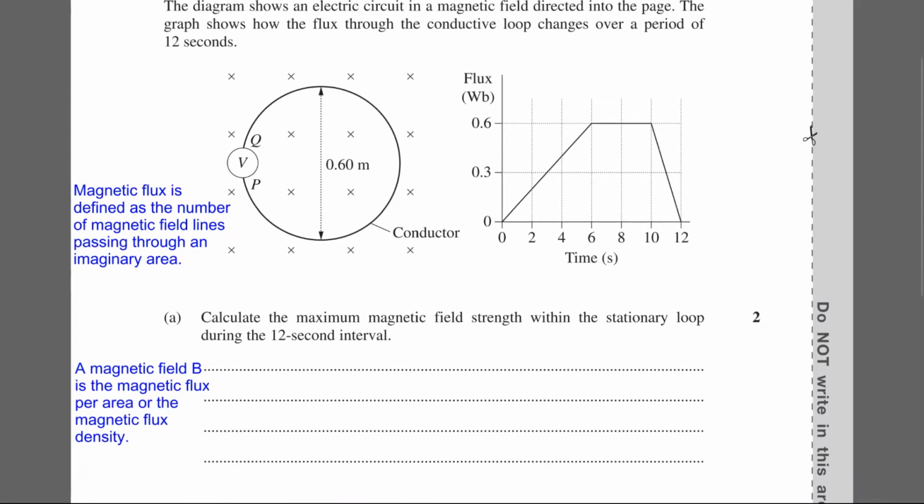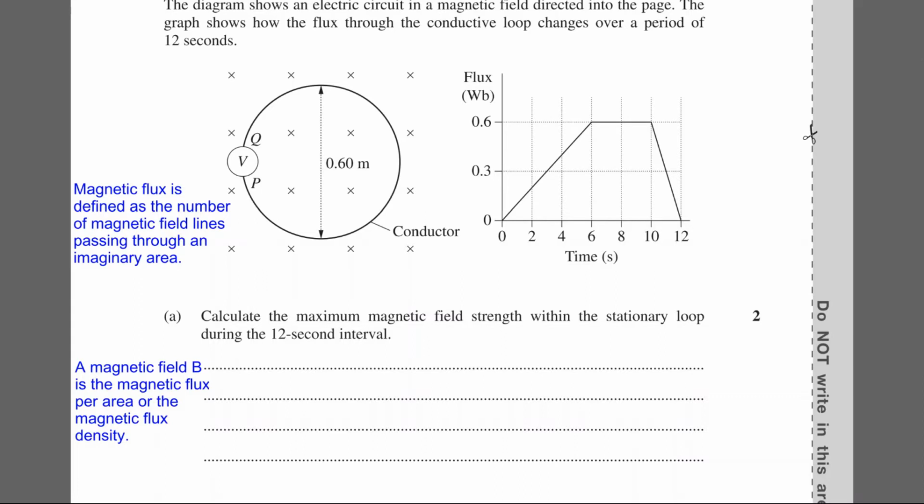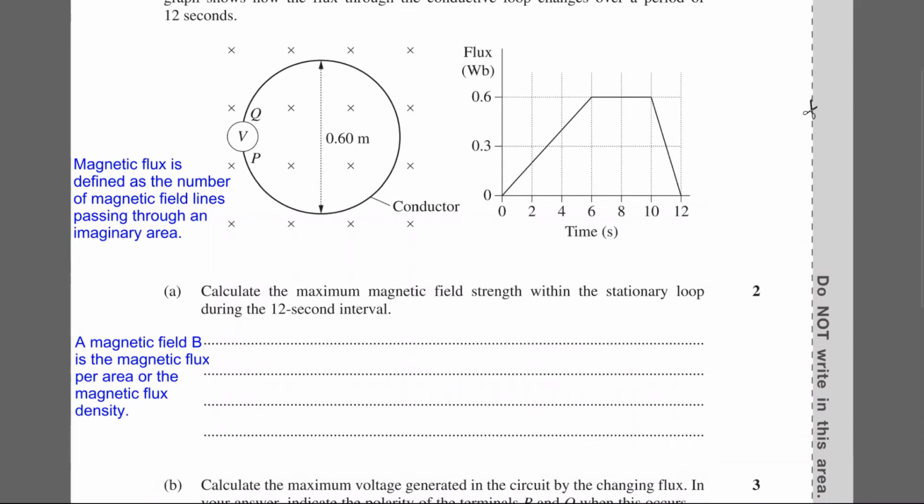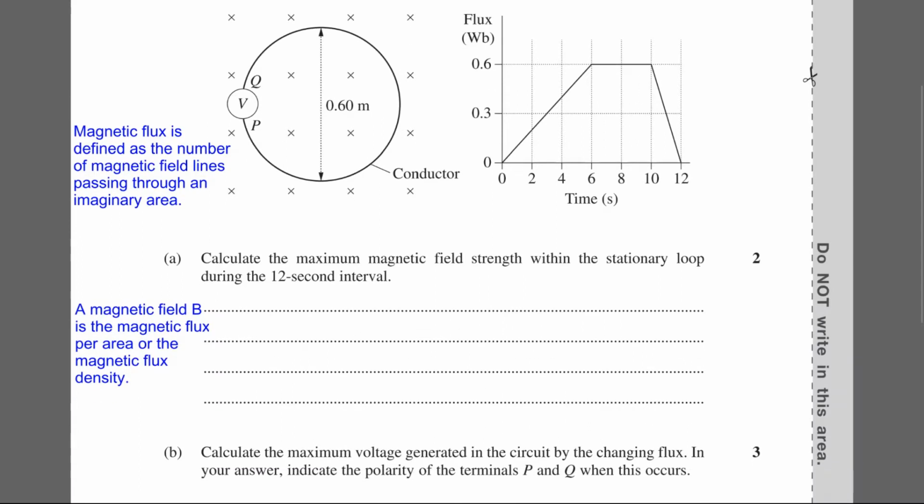So, this question asks, calculate the maximum magnetic field strength within the stationary loop during the 12-second interval. Because magnetic field strength is just a measure of how dense the magnetic field lines are, that means we want the maximum flux in the area of the circle. So the formula for magnetic field strength in terms of flux is B equals phi over A, where phi is the flux and A is the area of the shape.